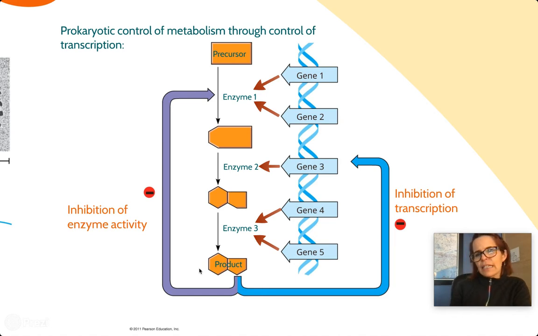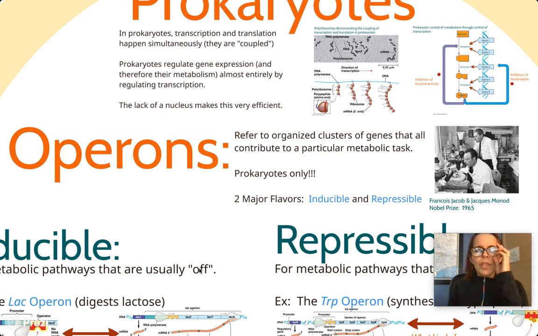So we're going to talk today about positive and negative control of two systems that are super famous in a prokaryotic cell. The things that we're going to talk about are called operons. Operons are clusters of genes that contribute to a particular metabolic task. So today, the first operon that we're going to talk about has to do with how to digest lactose. The second operon has to do with making an amino acid called tryptophan. Operons are found only in prokaryotes. Eukaryotes are a lot more complicated.